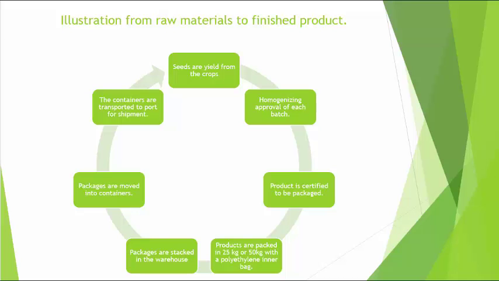Fifth, packages are stacked in the warehouse. And the sixth, packages are moved into containers. And the last is the containers are transported to port for shipment. So these are the illustration from raw materials to the finished product.